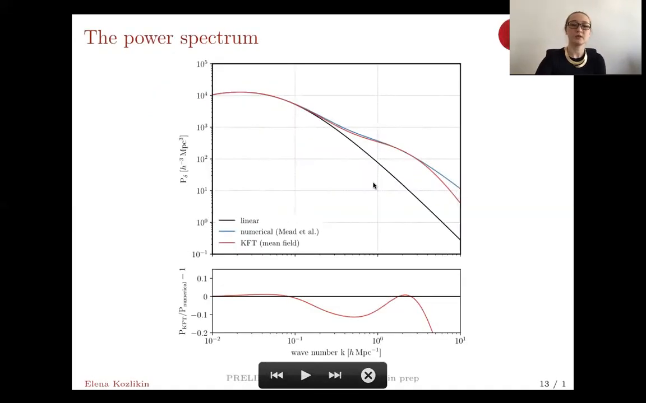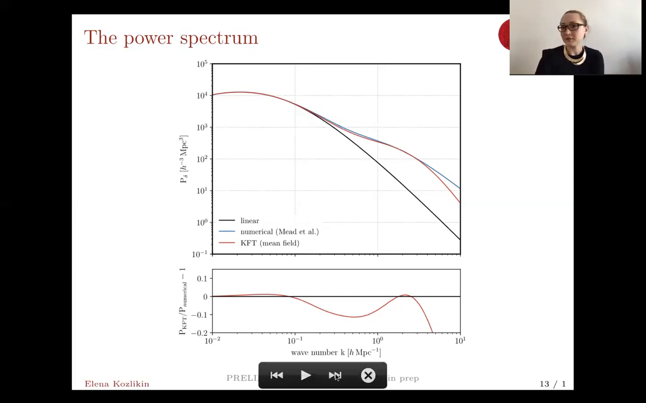Here you can see, in black, the linear power spectrum. In red you get the KFT result, and in blue we have the halo fit result, numerically calibrated from 2015. As you see, with kinetic field theory, you get results that are accurate up to, let's say, 10% to a k of about 4 or 5, which is really, really good for a purely analytical approach that needs no calibrations from numerical simulations whatsoever.